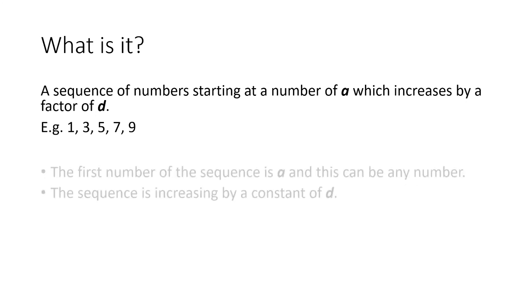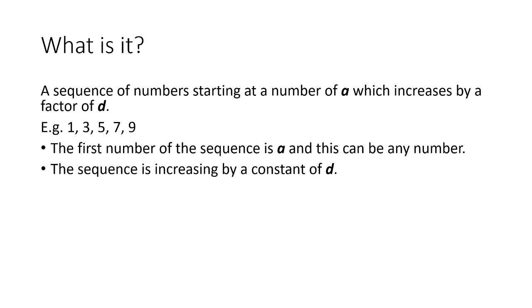1, 3, 5, 7, 9. So the first number of any sequence is a, and usually the sequence increases by a constant of d. And this constant of d applies throughout the whole equation. The only one it doesn't apply to is a, because everything you add to that: a plus d, a plus 2d, a plus 3d, a plus 4d, etc.